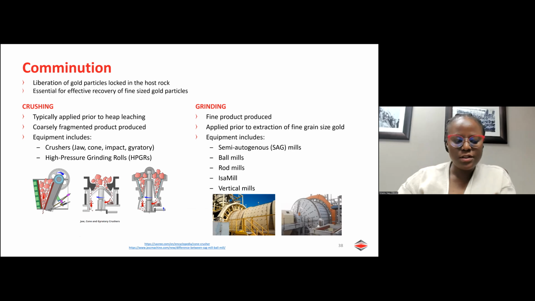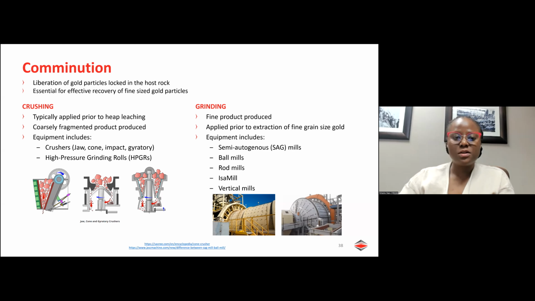Okay, so I'm going to go into the different types of methods that are then used for beneficiation. I'm going to be starting off with comminution, which consists of crushing and grinding. Crushing typically produces a coarse ore, and the equipment that is used for that includes jaw crushers, cone crushers, impact crushers, and gyratory crushers. Then grinding is applied for the liberation of your fine-grained gold particles. So you are grinding finer than what your crushers can ultimately produce.